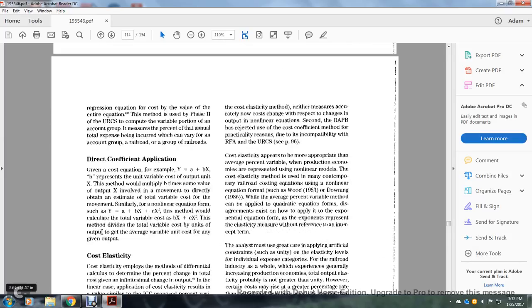Direct coefficient application of the general cost equation, for example y equals a plus bx. The b represents the variable unit cost of the output. The method multiplies b by the sum of the value of the output x involved with the movement to obtain the estimate of the total variable cost for the movement. Similarly, for nonlinear equation forms such as y equals a plus bx plus cx squared, this method would calculate the total variable cost as bx plus cx squared. This method divides the total variable cost by the output to get the average variable unit cost given out.